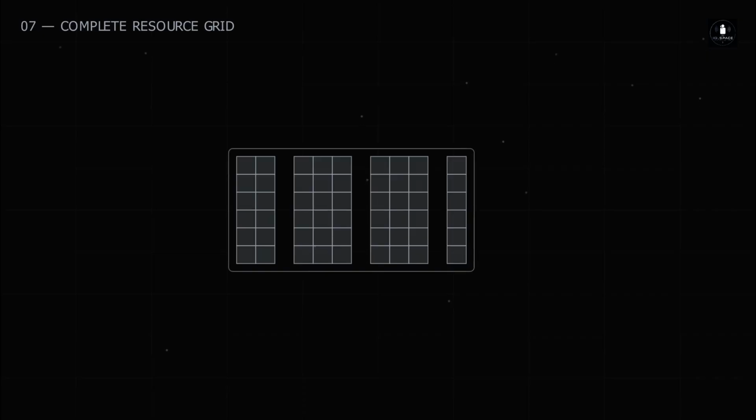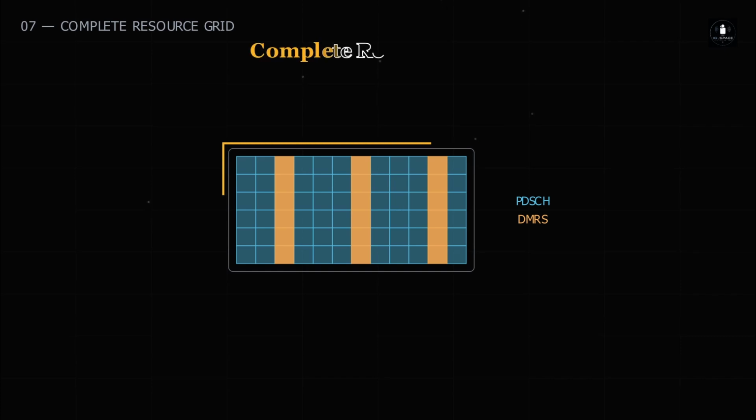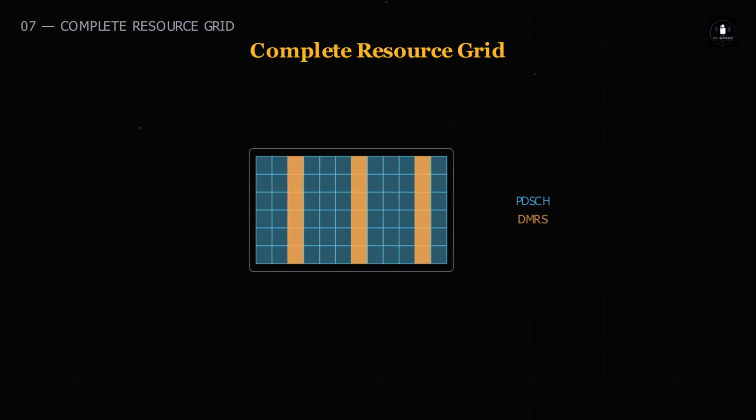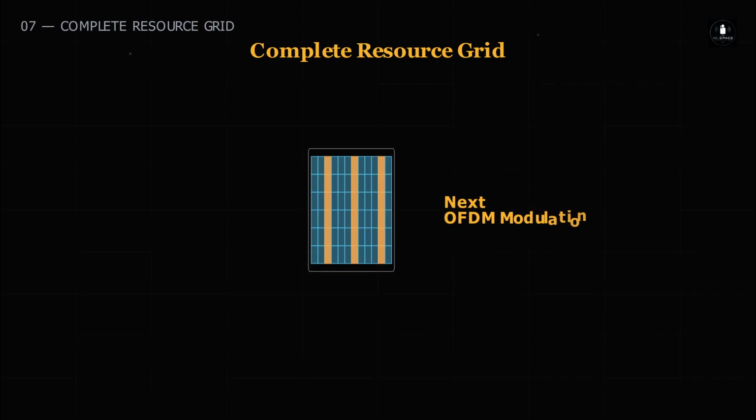Our resource grid is now almost complete. Many resource elements carry PDSCH data. Some resource elements carry DMRS. Together, they form the complete PDSCH transmission. Now every resource element has a purpose. Some carry data, while others carry reference signals. But one important question still remains. How are all these resource elements converted into the continuous waveform transmitted over the air? The transmission happens through OFDM modulation.